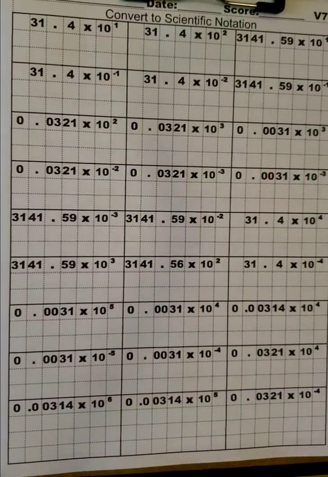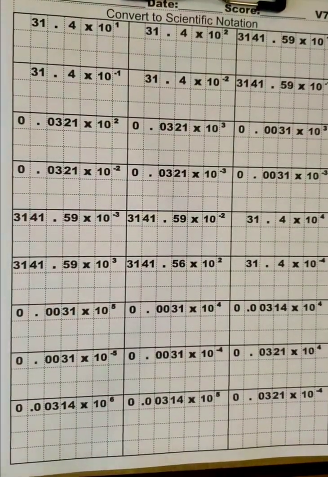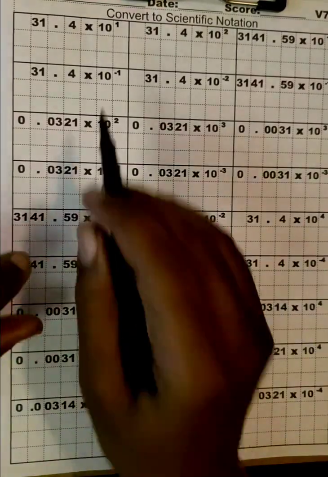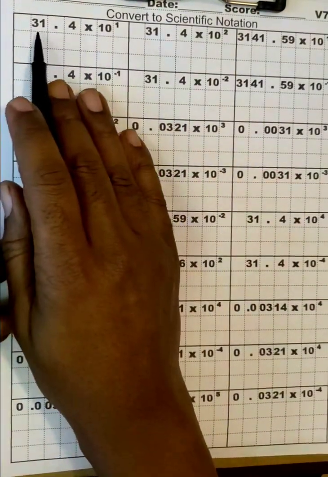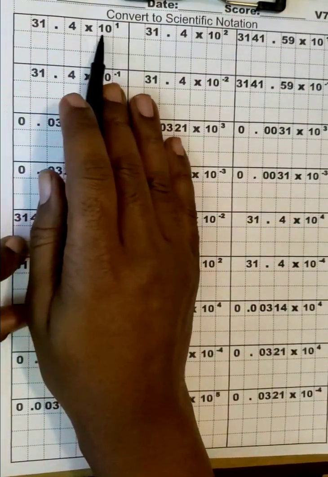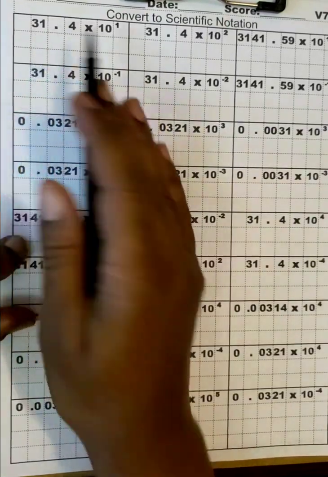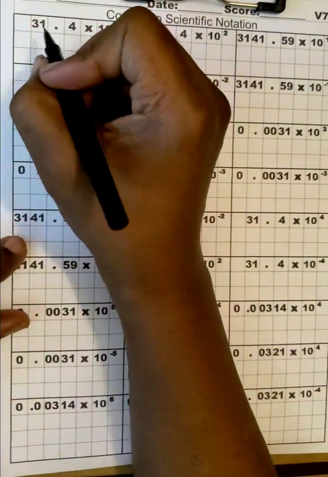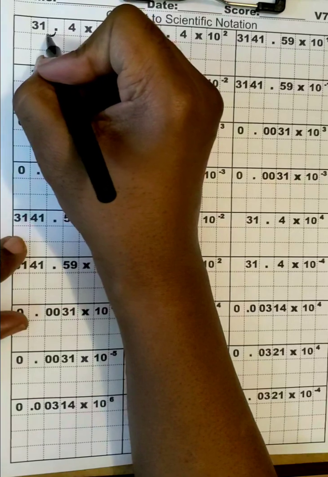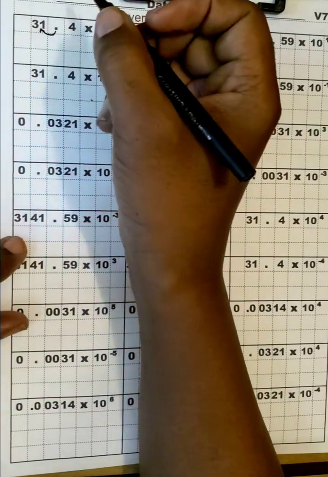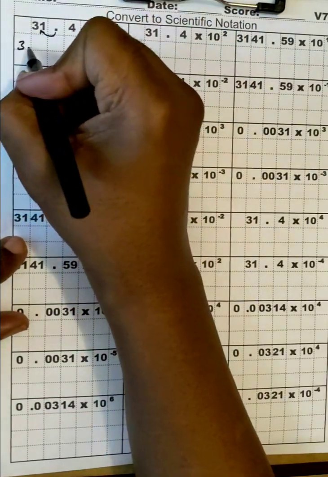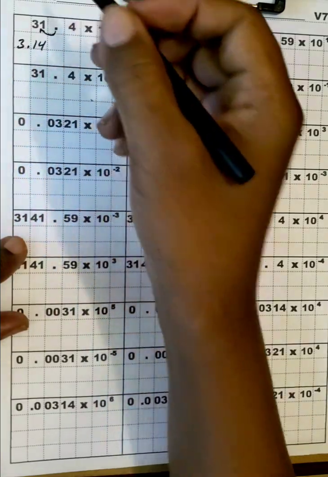Okay, we're going to convert these to scientific notation. Scientific notation, you need your times 10, but you also need the decimal behind the first number. So we do have the times 10 part, but we don't have the decimal behind the first number. So let's let that be the first thing we're going to do. So the decimal will go from here to just between the 3 and the 1. So now it'll be a 3.14.